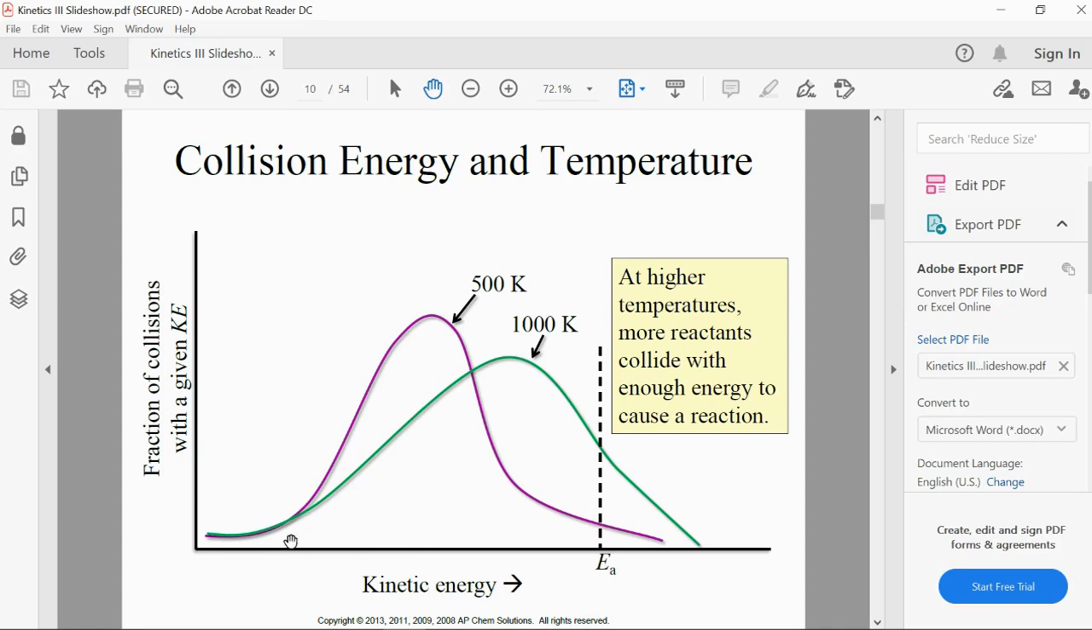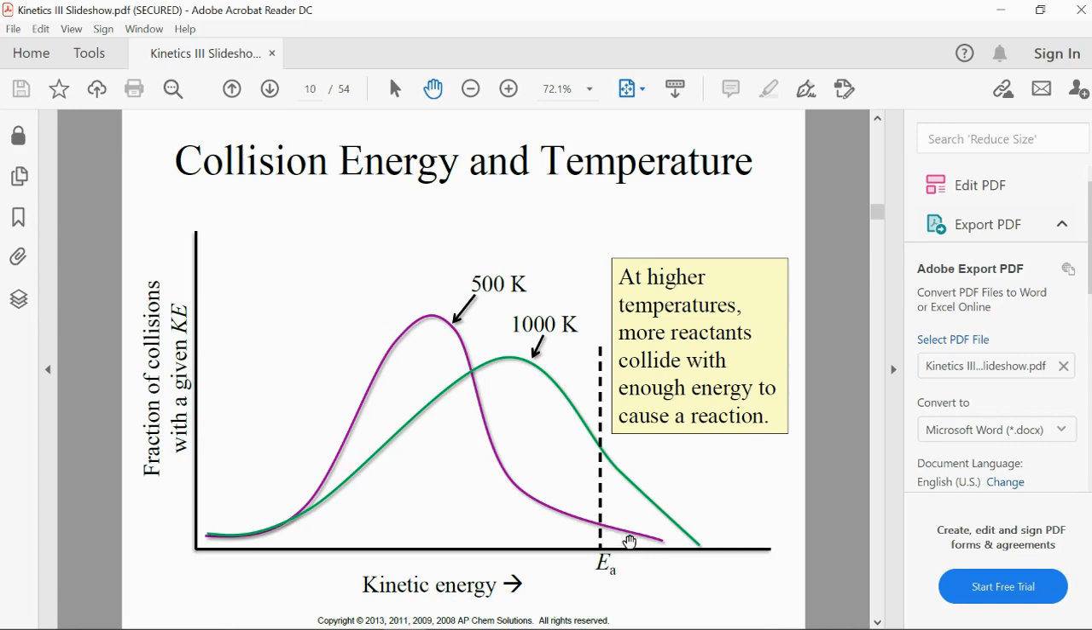What this graph allows you to do is interpret what happens to a reaction at varying temperatures. So the purple line represents what happens at 500 K. And an important marker here is this dotted line labeled EA. And again, that's activation energy. So what this means is there are all these collisions happening under this curve, but only the collisions that occur to the right of this dotted line have enough energy to actually produce products.